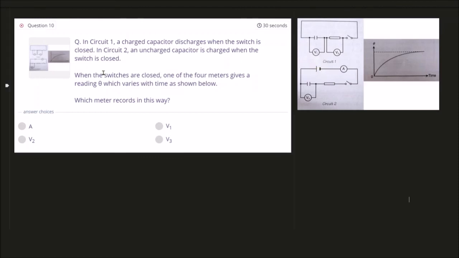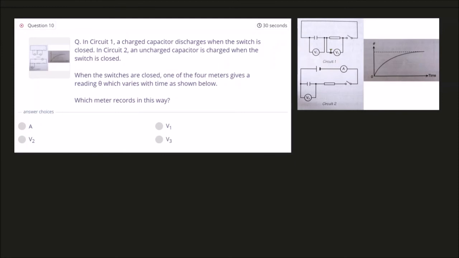When the switches are closed, one of the 4 meters gives the reading data which varies with time as shown below. So there are 4 meters over here. Then when time starts, all of them will record different kinds of readings.